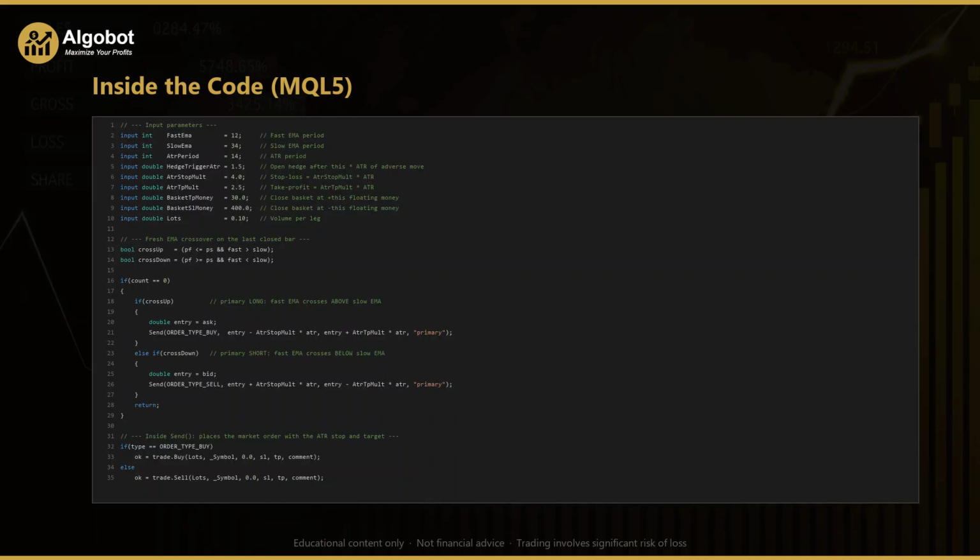Inside the send helper, a simple check routes the order. If the type is buy, it calls trade.buy with the lot size, symbol, stop and target. Otherwise, it calls trade.sell with the same structure. Notice that both the long and short paths are fully defined, so the strategy trades in either direction with symmetric risk placement. It's clean, readable, and it mirrors the logic we just described.